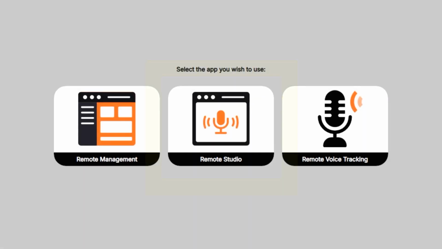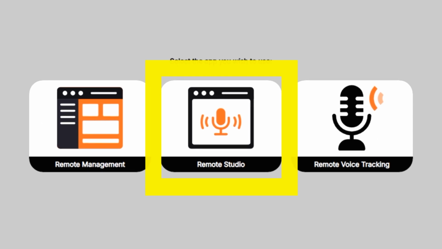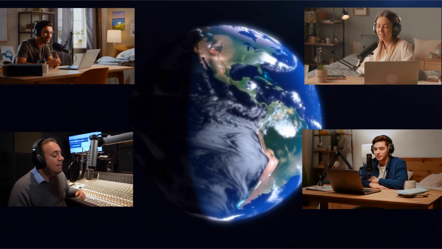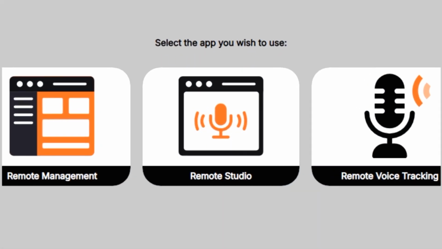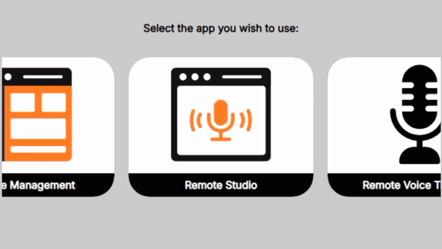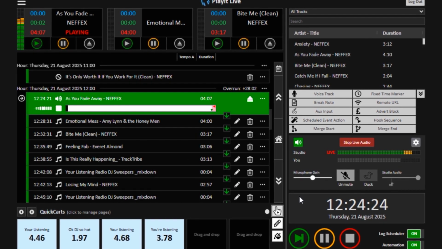Now let's look at the remote studio feature. This allows you to run the radio station from anywhere in the world. You can even have multiple presenters who can log in at specific times and run their shows from anywhere in the world. This means you can have a station of presenters working from home or anywhere they like. They can control the PlayIt Live as if it was on their own computer.